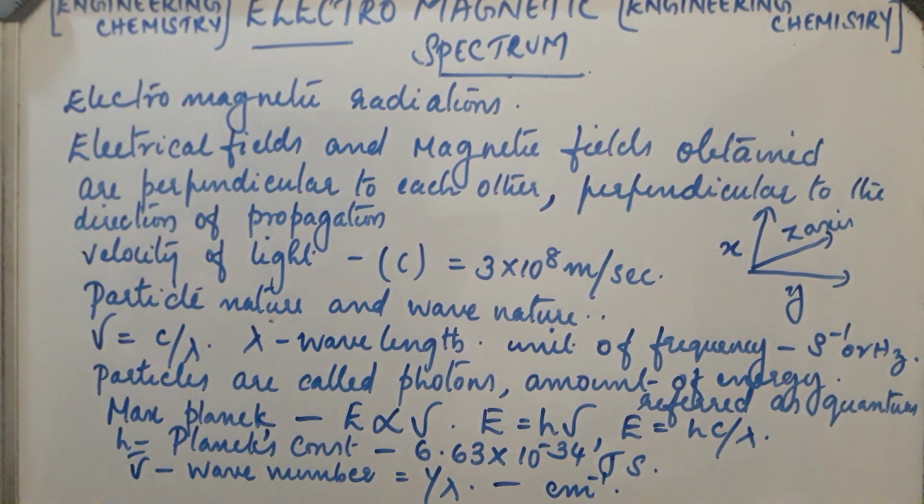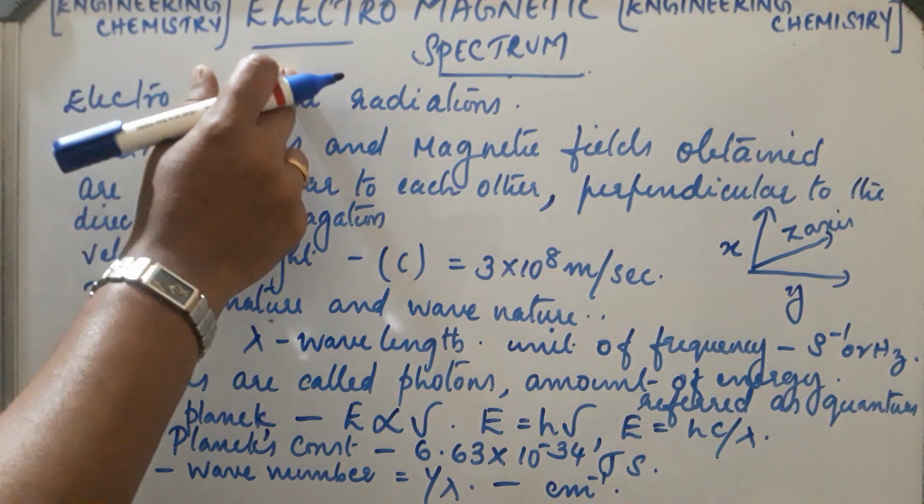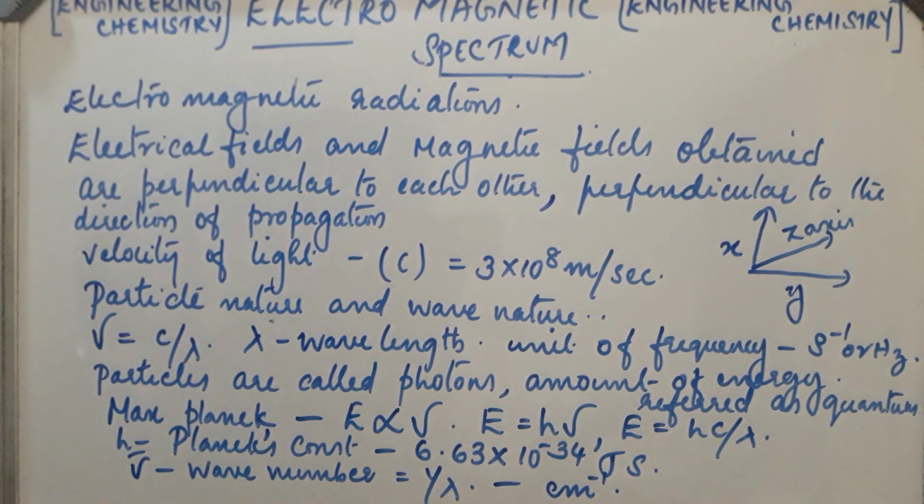Now, there are different electromagnetic radiations present, and these have different energies. So we have to arrange these electromagnetic radiations. Electromagnetic radiations are arranged as a spectrum called the electromagnetic spectrum. In an electromagnetic spectrum, different electromagnetic radiations are arranged according to their energies. Now let us discuss what the electromagnetic spectrum is and how they are arranged.